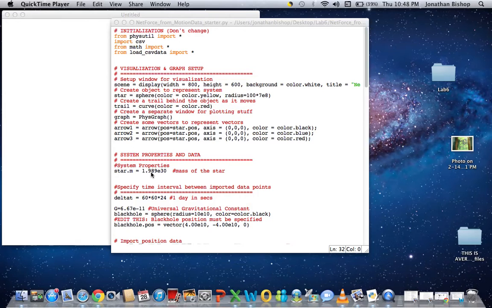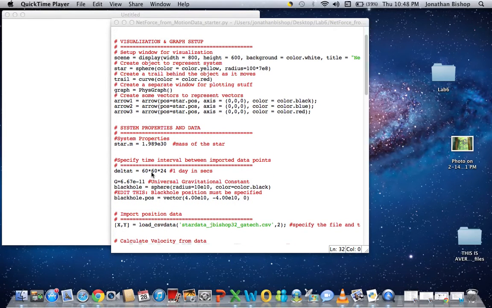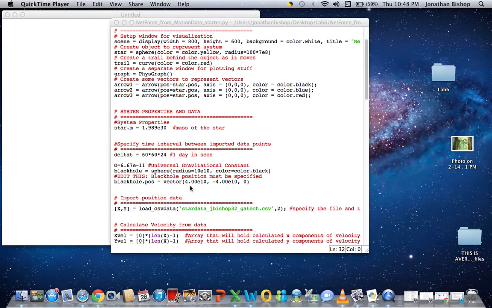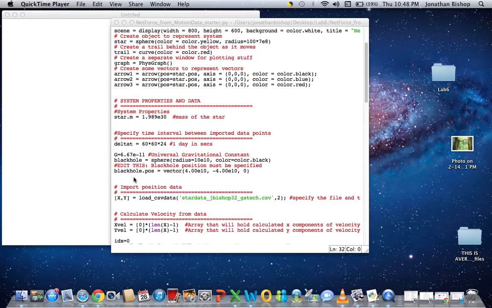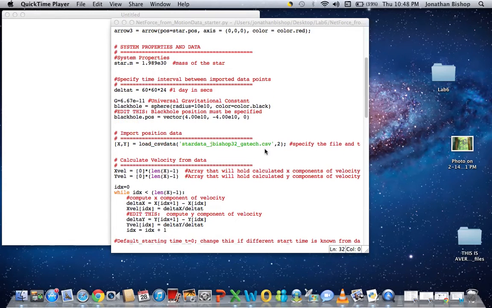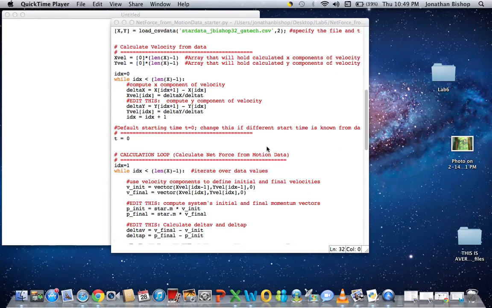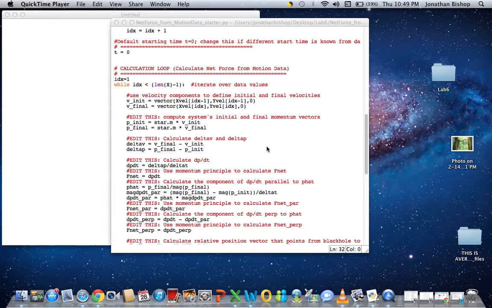I have the star's mass right here, same as before. I have the delta T, same as before. Position of the black hole, I defined what the G constant is. And here's my star data that I inputted into the code. And then let's skip to the good stuff.